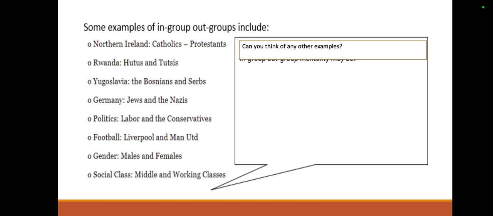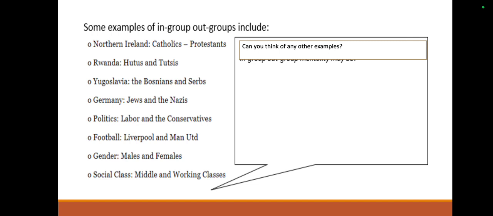So we've got in Northern Ireland, Catholics versus Protestants. In Rwanda, an African nation, the Hutus versus the Tutsis, which was the second worst act of genocide after the Holocaust. Yugoslavia, also a genocidal act between the Bosnians and the Serbs. We've got in Germany, Jews and the Nazis. In politics, okay, some of you might be familiar with this, Labour and Conservatives. In football, Liverpool and Man United teams. In gender, males versus females. And in social class, middle versus the working classes. So they are all where people belong to one or the other rather. So they're either in group or the out group.